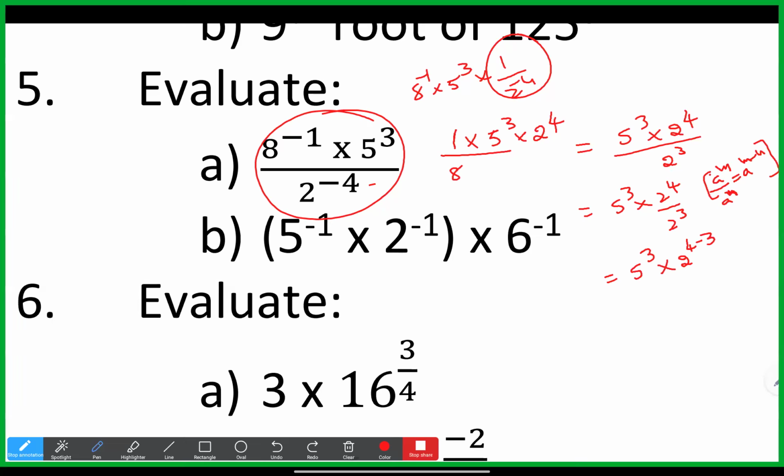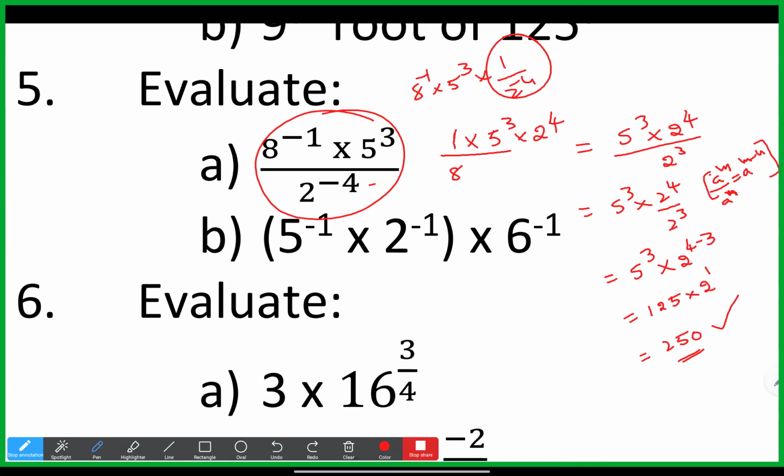So 5 power 3 is 125 into 2 power 4 minus 3 is 2 power 1. How did I get 125 from 5 power 3? 5 power 3 means 5 into 5 into 5. So 125 into 2 is 250. So the answer for this is finally 250.